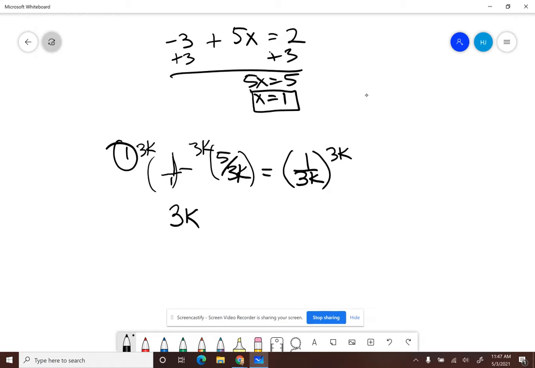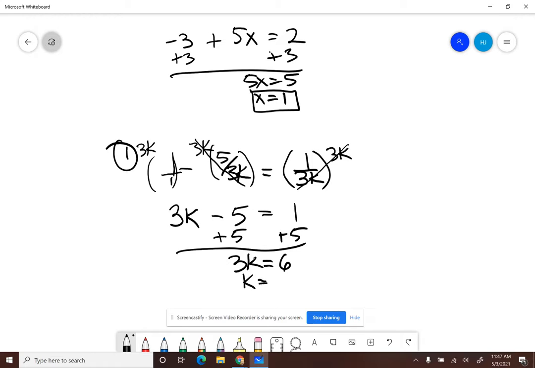Notice here, though, what happens. My 3k's completely go away. So I've got minus 5 equals, again, my 3k's go away, so it equals 1. Again, this huge problem that I started with now has been minimized to just this, okay? So add 5 to both sides, and I end up with 3k equals 6. When I divide by 3 on both sides, I'm going to get k equals 2, okay?